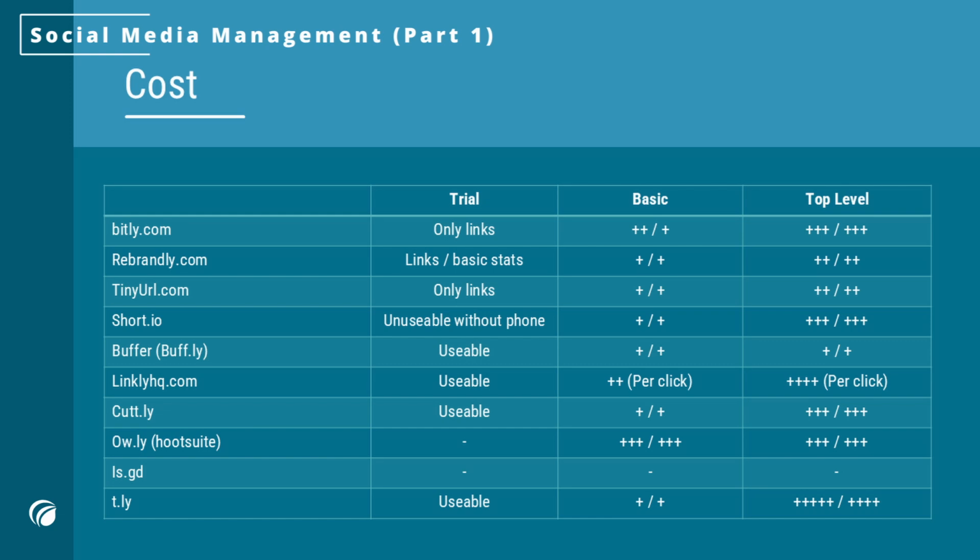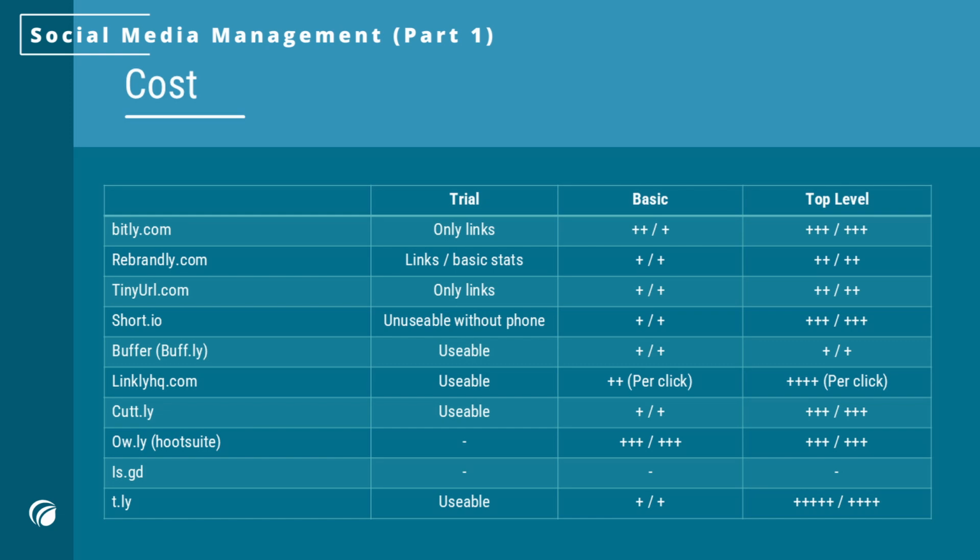Buffer, the trial version is usable, and both the basic and the top level are reasonably priced. Linkly HQ, the trial version is usable. Contrary to other sites, here it's priced per click, and so that might become quite pricey for top level versions. Cutly, the trial version is usable. The basic version and top level version are reasonably priced.